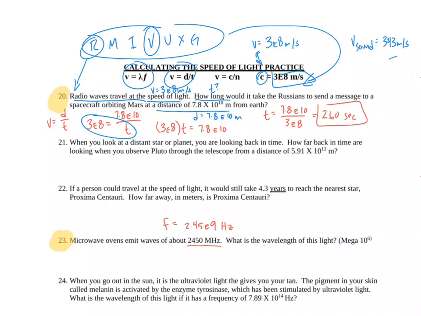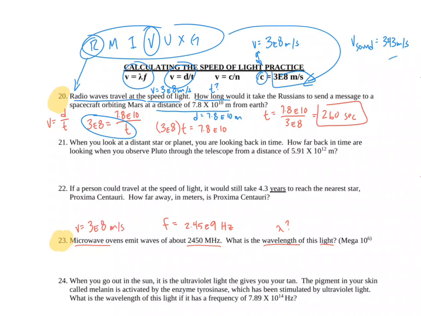It says, what is the wavelength? So wavelength is lambda, which is unknown. And it's referring to light. In other words, it's an electromagnetic wave. It's talking about a microwave. And all of these waves travel at the speed of light. So the speed of these waves is 3 times 10 to the 8th meters per second.